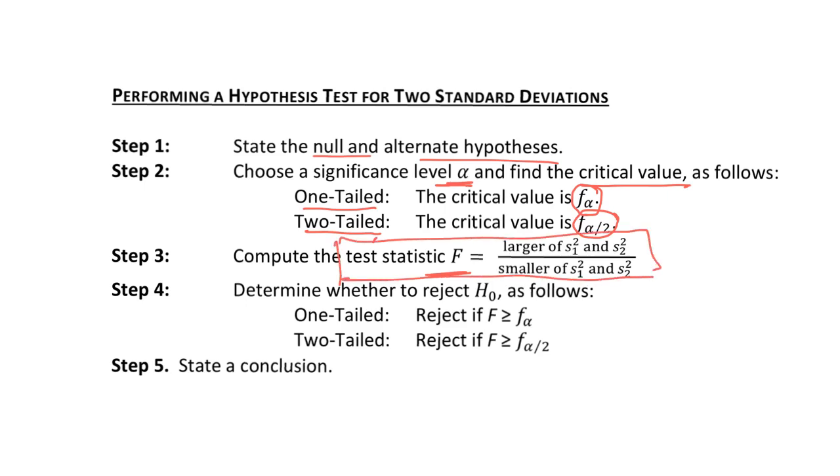And we reject the null hypothesis. For both the one tail and two tail test, we reject the null hypothesis if the test statistic is greater than the critical value. And now state a conclusion. So let's look at an example.